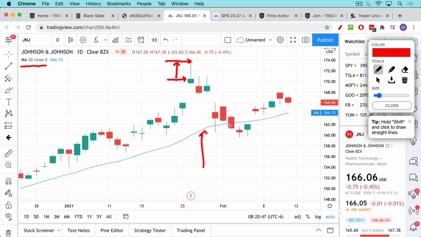Mean reversion just means something moves back towards the mean or average. And we found very good support. We were able to close above the 20-day moving average here. And so that's a natural place to take profits.